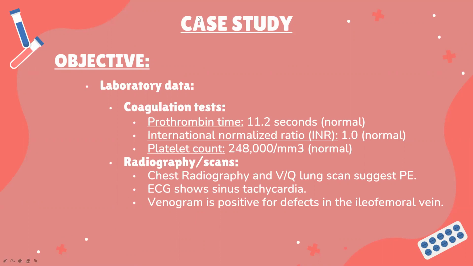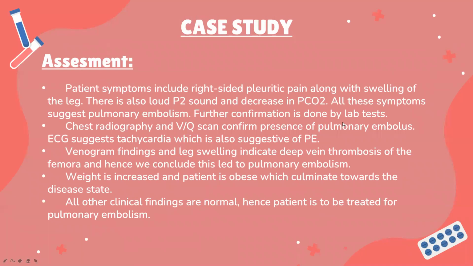So now we will assess his condition. So now we are using the symptoms and all our radiograph findings to conclude what exactly he has. So the symptoms that included the pleuritic pain and the swelling of the leg. There is also a loud heart sound, and there is decrease in arterial gases. These all are signs of pulmonary embolism, which are further verified by our radiograph findings and venogram findings. Weight is also increased in the patient, and he is obese, as already mentioned in the case study.